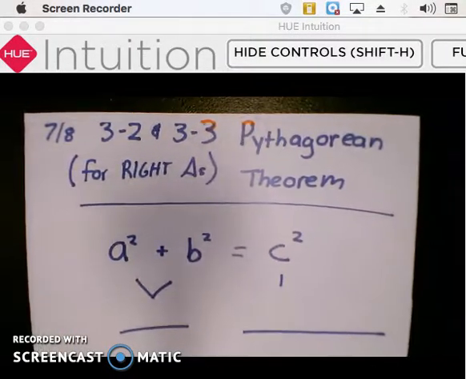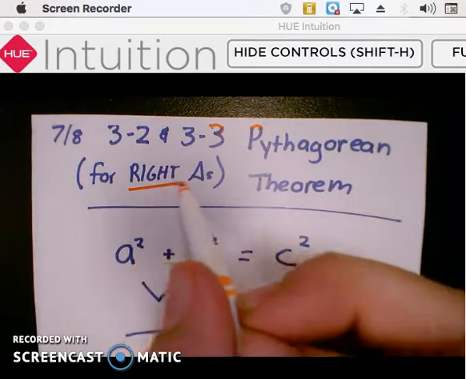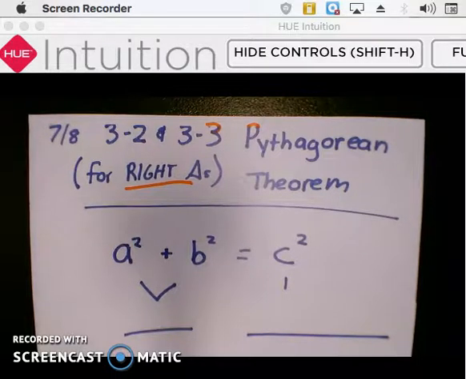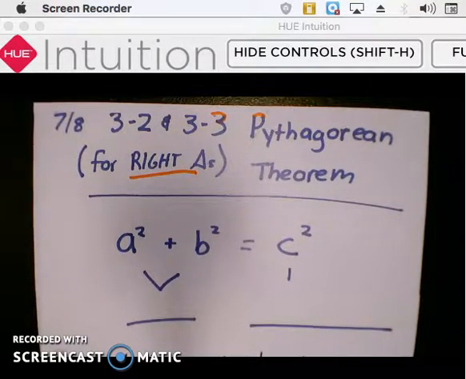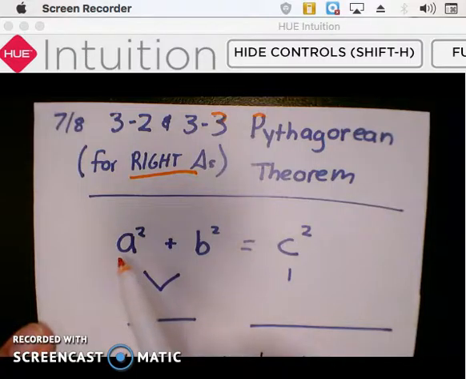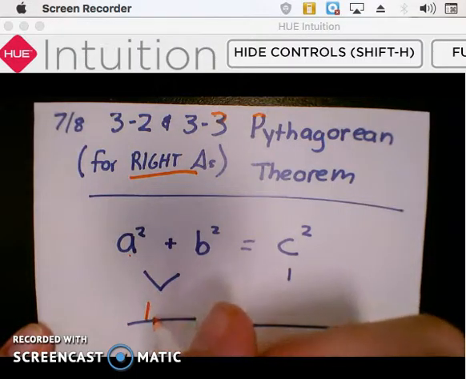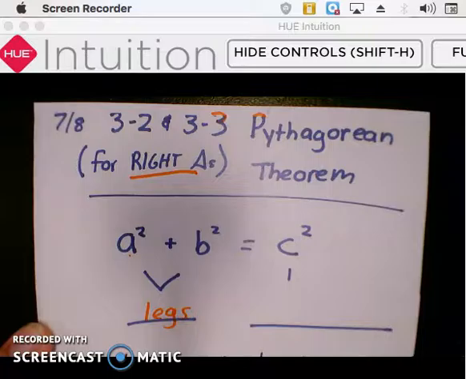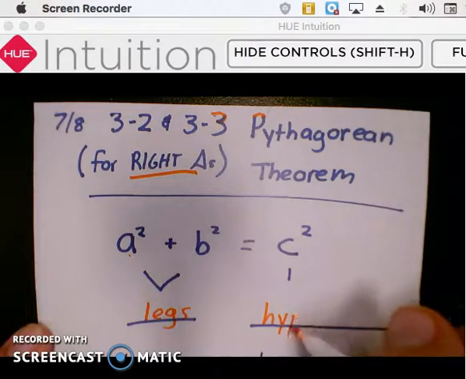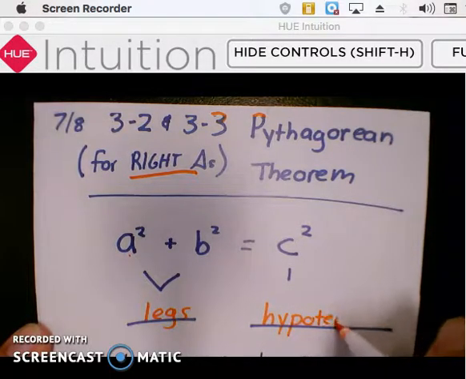So the Pythagorean Theorem is only for right triangles, and it's important that we know that because if you try and do it for a different type of triangle, it will not work. Here we go. The Pythagorean Theorem says that a squared plus b squared equals c squared. And in this, our a and our b are both considered the legs of the triangle. They're the shorter sides. The c squared is referring to the longest side, which is the hypotenuse.